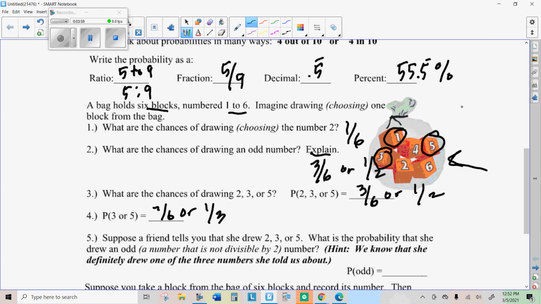I just drew a little diagram over here. I circled all the ones that were odd, the 1, the 3, and the 5, and that is 3 out of all of them, which is 6. So there's my work right there.